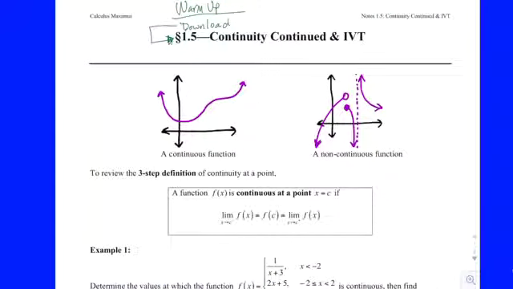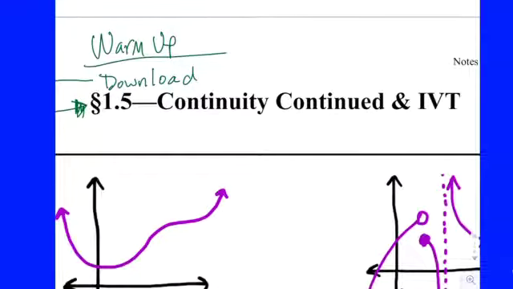All right, so 1.5 is called continuity continued. And the IVT, which is really the more important thing here. So the first part of this is going to be really, really easy, very intuitive. We've been talking about continuity at a single point.